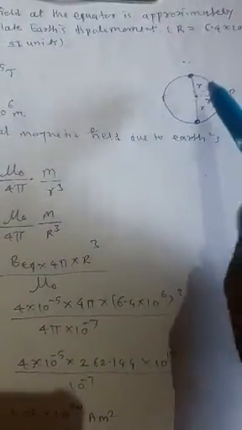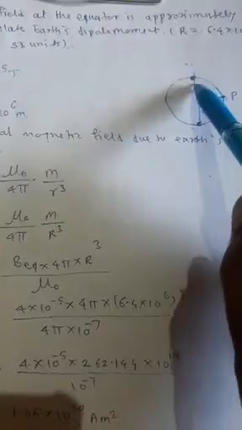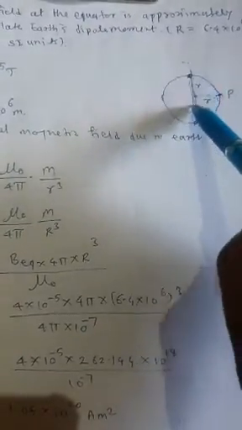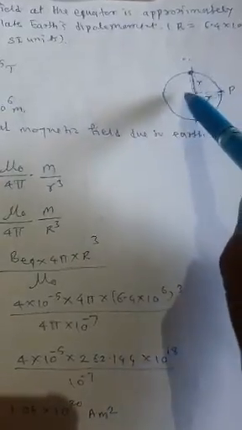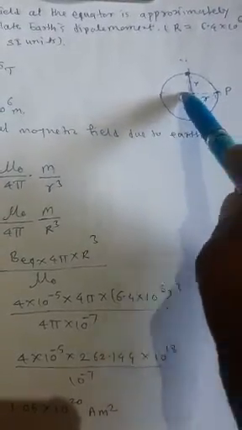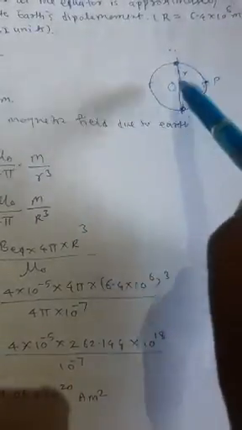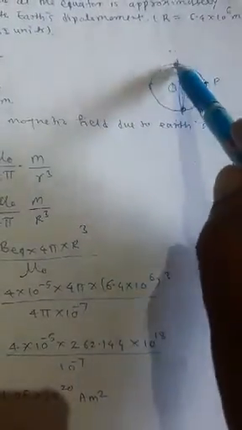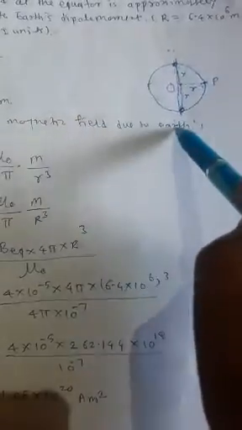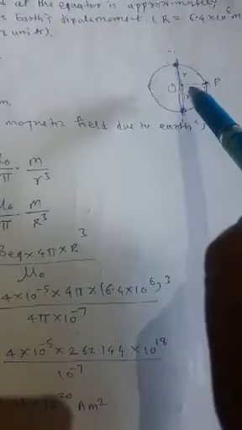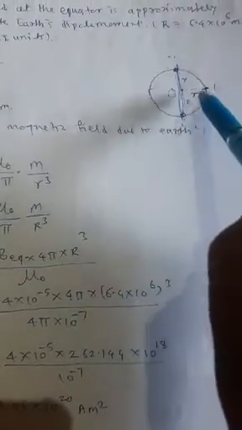Here, consider the Earth as a dipole. The center of the Earth is the center of the dipole. 2r, which means twice the radius, is the length of this magnetic dipole, and the distance of the point P is equal to the radius.